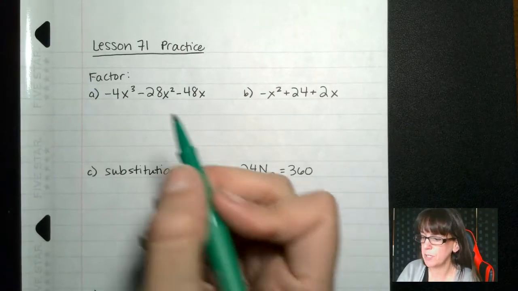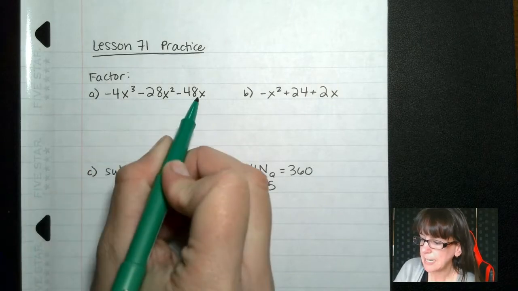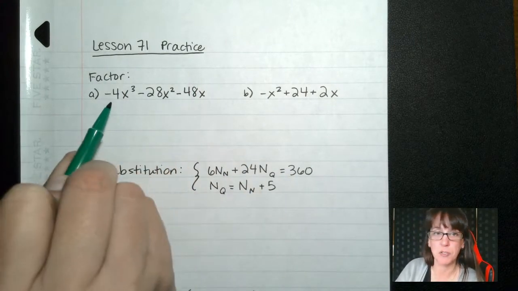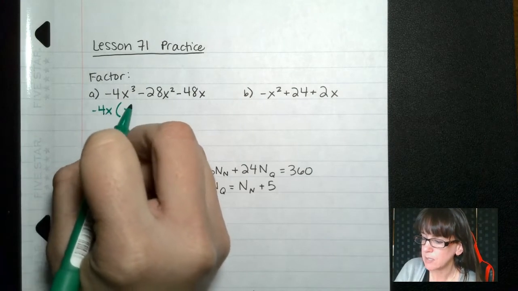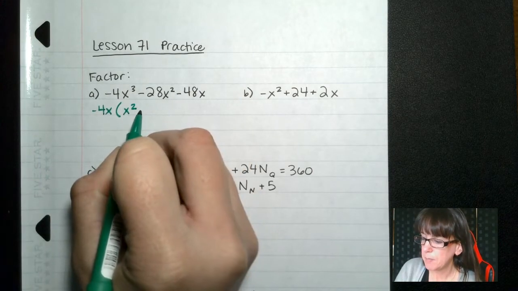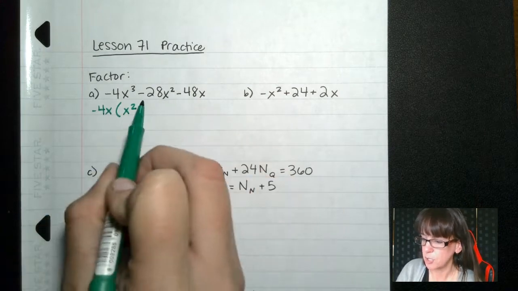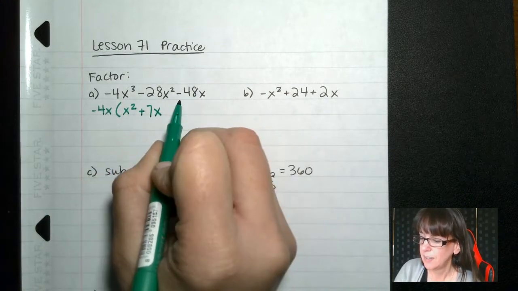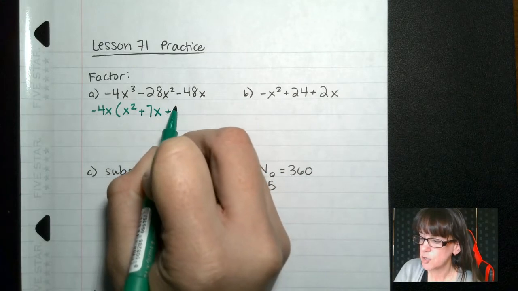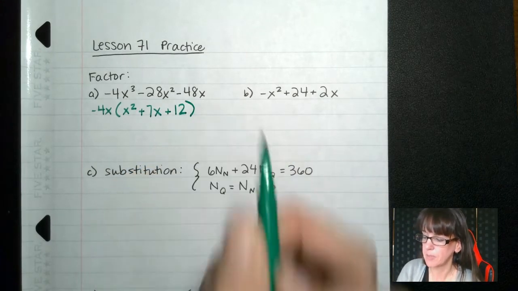So it looks like I can take an x out, and remember there's a negative in the front, so take a negative out. So negative 4x leaves me with x squared plus, because I'm changing my signs, 7x plus 12. There we go. I had to think about that one.